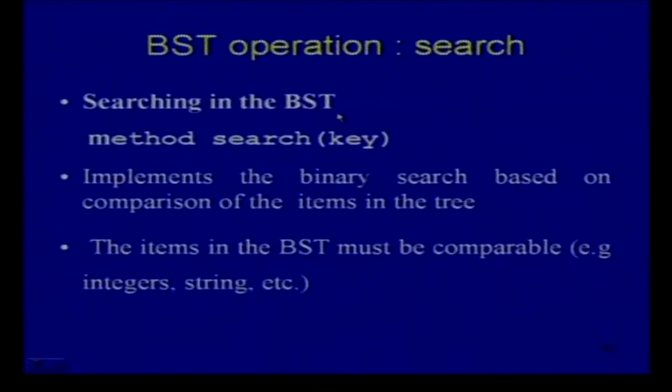Let us look at the implementation of the search algorithm. Searching in the binary search tree, you want to search for a particular key. It implements a binary search based on comparison of the items in the tree. The items must be comparable, that is, you cannot compare an integer with a string and say it is a binary search tree. So, all the nodes must be homogeneous.